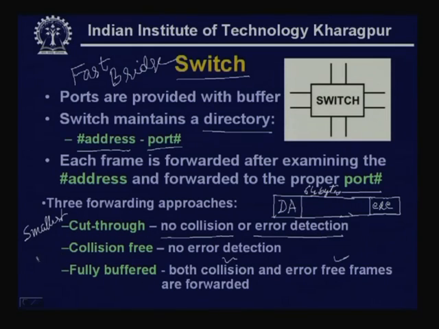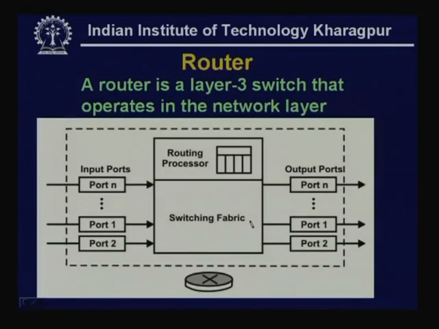Collision free has medium delay. It will be sent only after receiving 64 bytes. And fully buffered has long delay because it has to receive the entire frame, compute the CRC, then forward it.